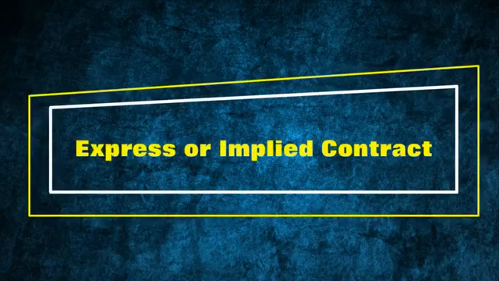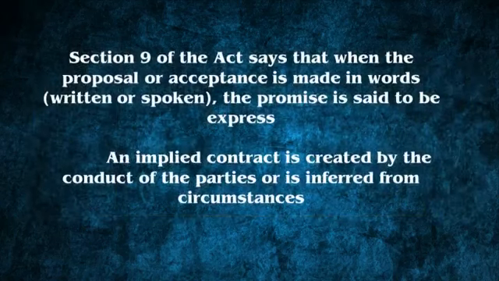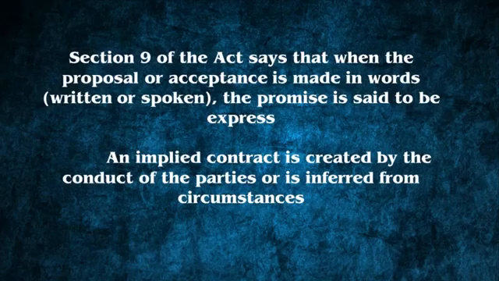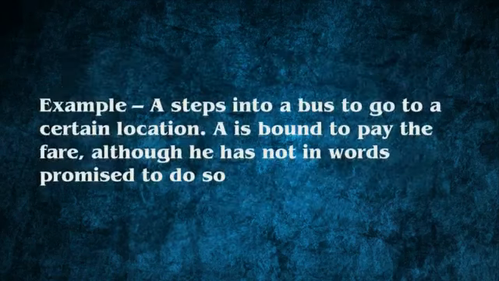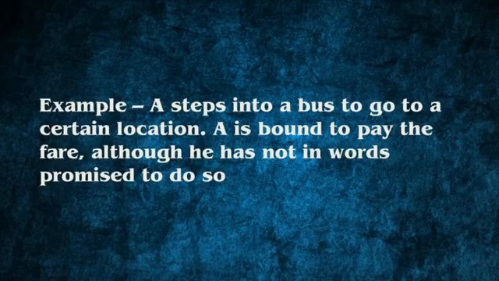Express or implied contract. Section 9 of the Act says that when a proposal or acceptance is made in words, written or spoken, the promise is said to be express. An implied contract is created by the conduct of the parties or is inferred from circumstances. For example, A steps into a bus to go to a certain location. A is bound to pay the fare, although he has not in words promised to do so.